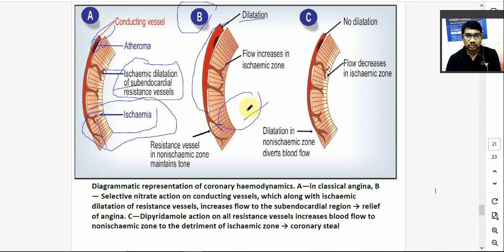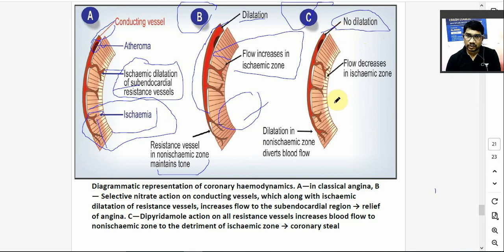Blood flow increases in the ischemic zone. Resistance vessels of the non-ischemic zone maintain tone. Then in case of dipyridamole, dipyridamole is an antiplatelet drug. It will not cause any vasodilation. It is a very weak vasodilator, but it is a platelet inhibitor.